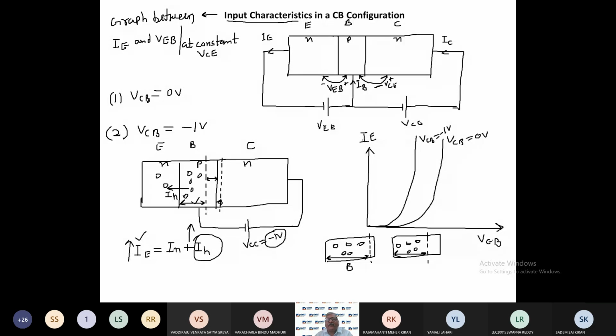After that, again we have taken this graph, the variation between emitter current and VEB. This curve you will get. Now again, if you increase the collector reverse bias, then you will get this type of curve. This you will get when VCB is, suppose, minus 2. You have increased the reverse bias in collector and base. So this is the input characteristic of the common base configuration.